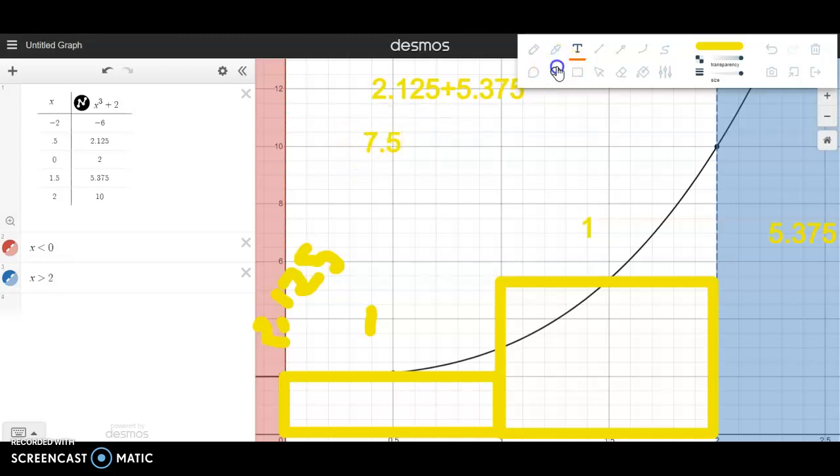So this would be your answer using the midpoint rule to estimate the area under a curve. And that is a lot closer to the actual result than if you were to use the left or right hand endpoints.